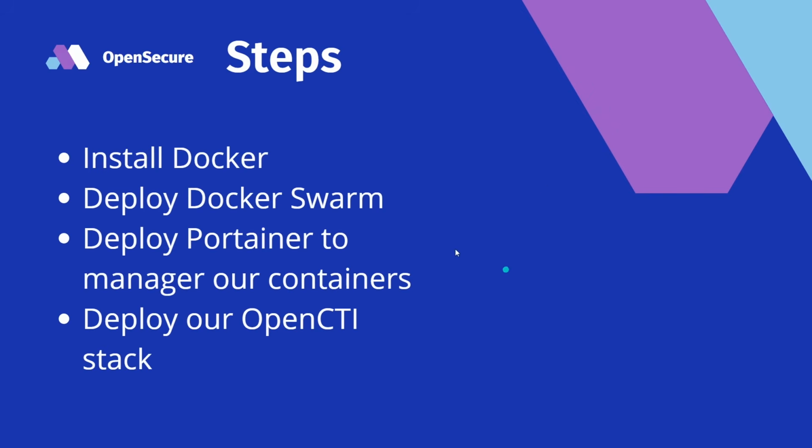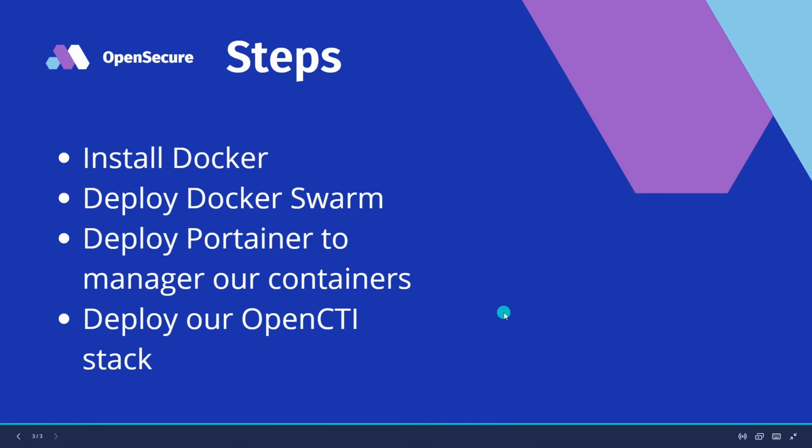And so, some steps we're going to take. We're first going to install Docker on both of our boxes. We will deploy Docker Swarm. We will deploy Portainer to manage our containers. If you're not familiar with what Portainer is, it basically allows us to manage our Docker instances and our containers all from a friendly web UI. It makes our lives a lot easier. You can in theory do everything Portainer is doing from the command line as well, but Portainer makes it a little more user friendly to manage. I'm going to take advantage of that application in this video, and then we're going to deploy our OpenCTI stack.